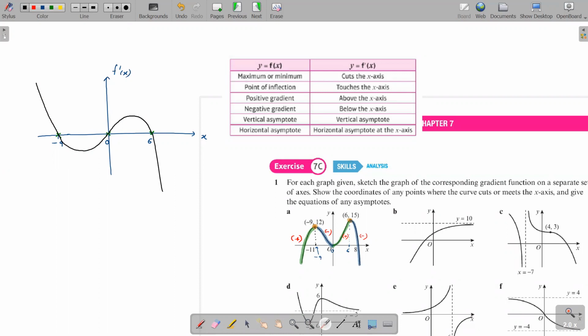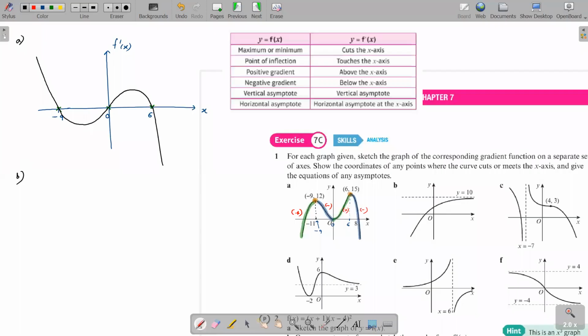Okay, let's try part B also. Let's draw the gradient function. Okay, part B. Look at the part B graph. So in here, first take the most distinctive features. Do we have a maximum or minimum point? First of all, there are no maximum or minimum points. You can clearly see we have a what asymptote here? Y equals 10 is a horizontal asymptote.